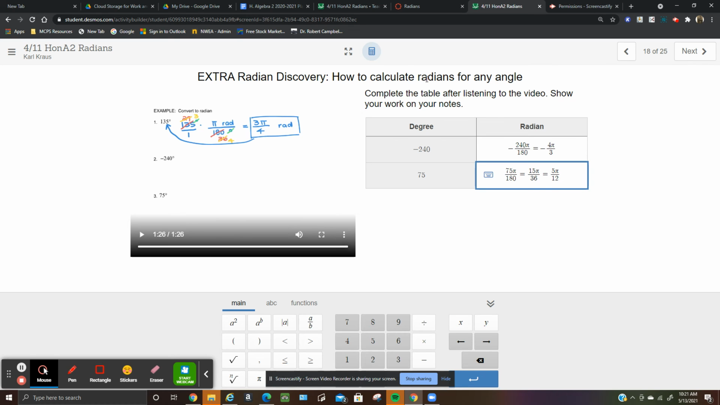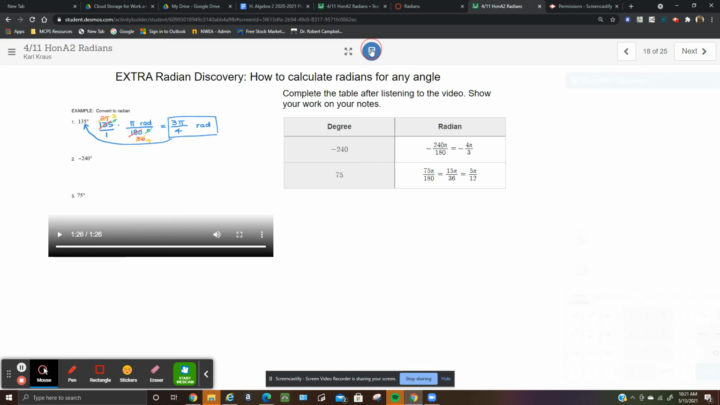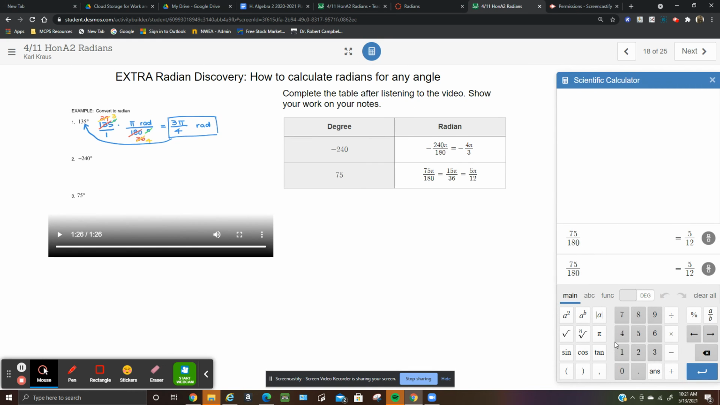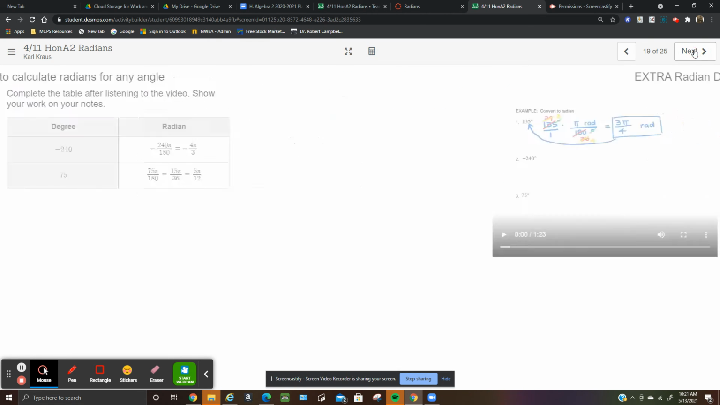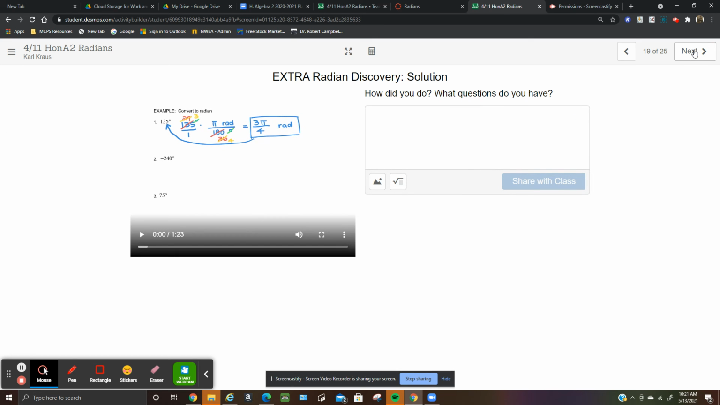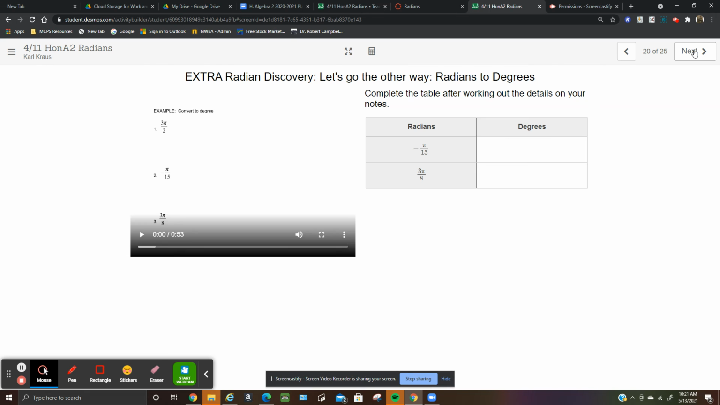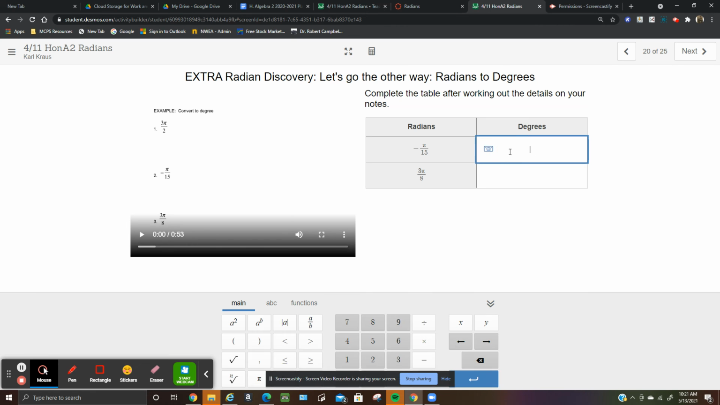Or I could use a calculator here. 75 over 180 is 5/12. And then this table here, you just put 180 in for pi. Let's see if you do it the same way.